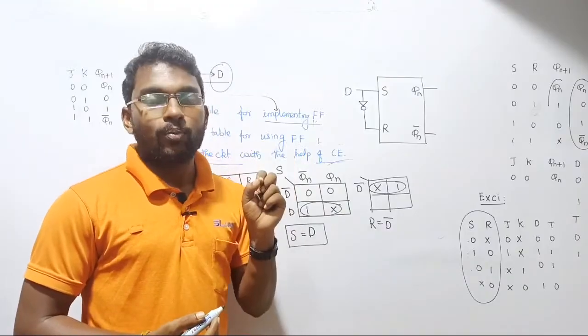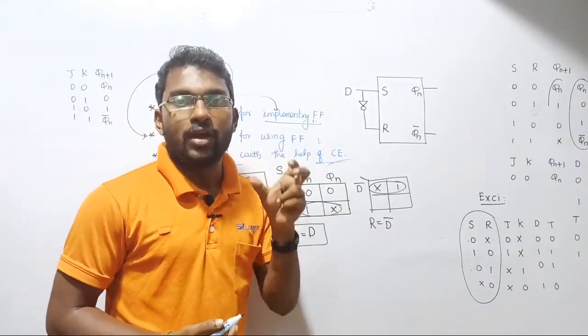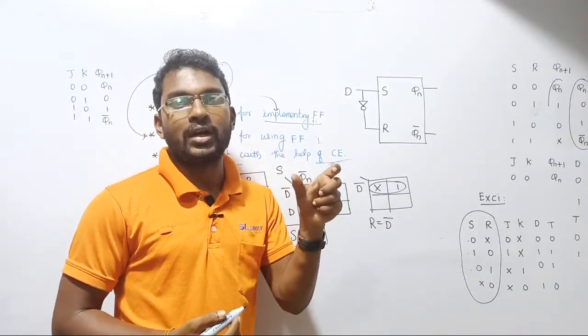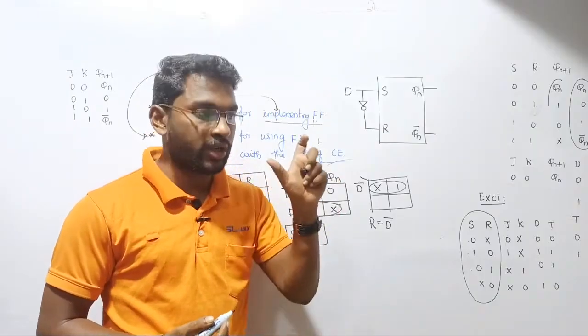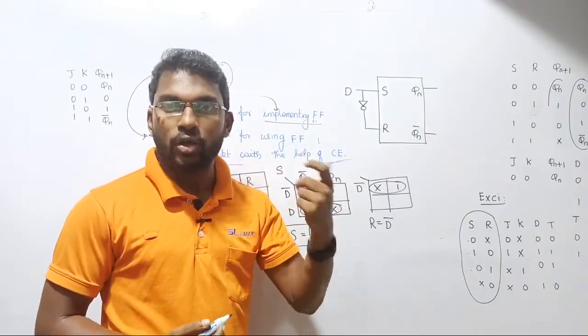But the thing is, both the T flip-flop and the JK flip-flop can work in a very good toggling mode, right? So that is a very good application that we are going to use in future.